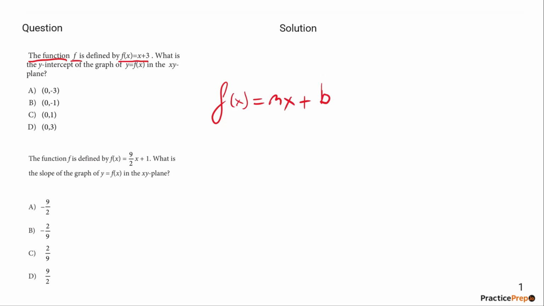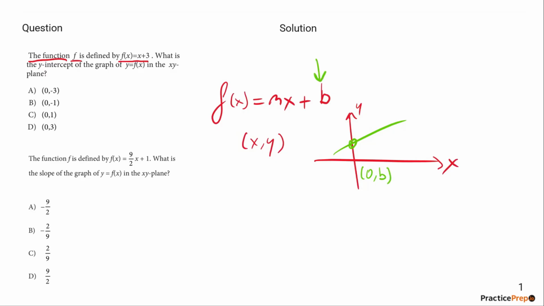Well, you remember that the coordinates on the coordinate plane we write as x comma y. And when we talk about a y-intercept, this is going to be the point at which the line crosses the y-axis. So the x-coordinate is always 0, and the y-coordinate is going to be b, which is the constant in the linear equation. Here, b is equal to 3. So the y-intercept is going to be 0, 3. D is the correct answer in this case.